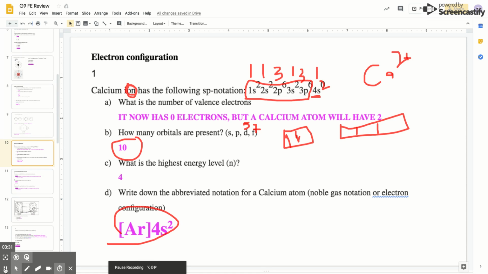Okay, and that's it for this video. Basically, electron configuration is going to be pretty easy, hopefully. Just make sure you follow the instructions that are given to you and read the text properly so you're able to answer questions on this on the exam.